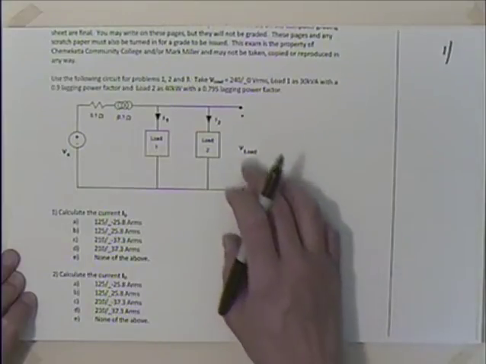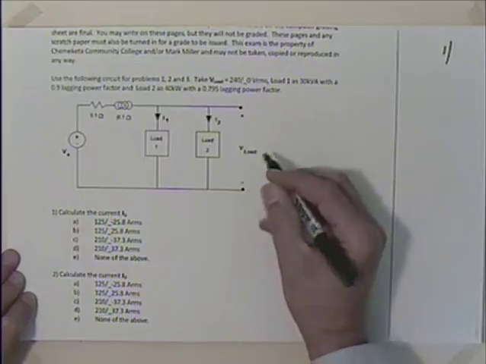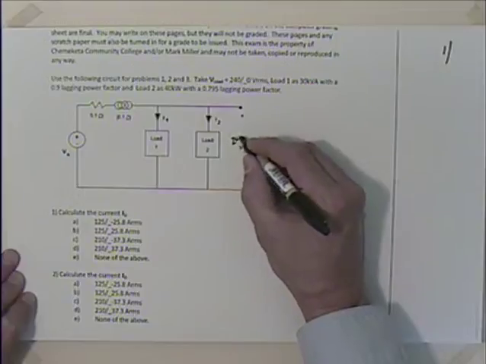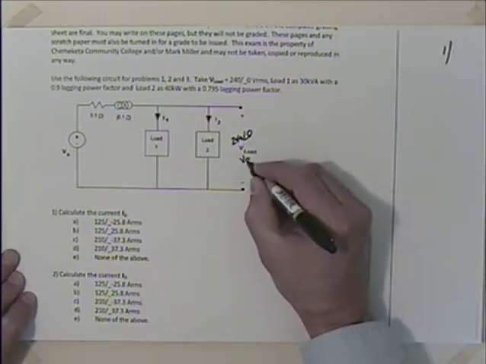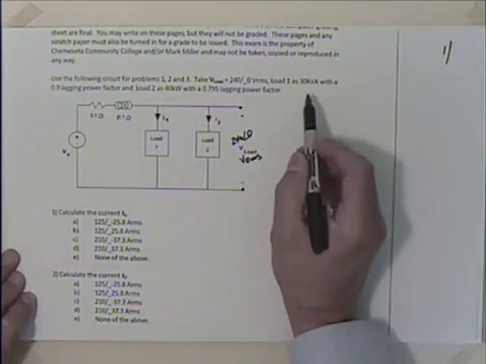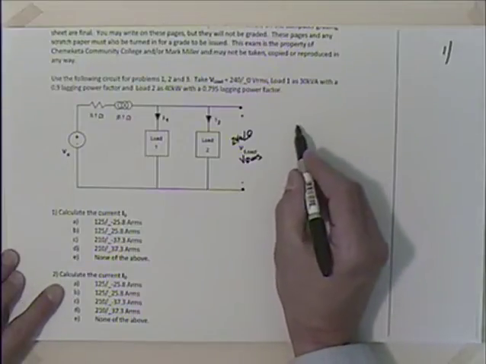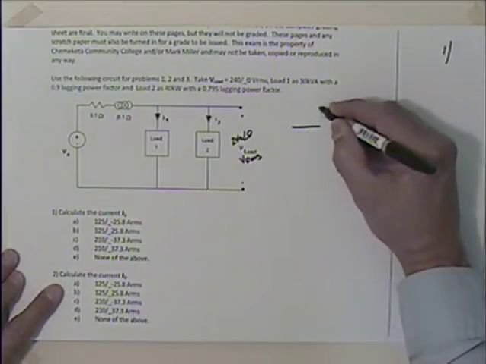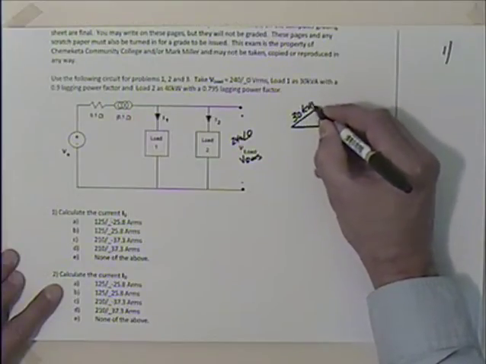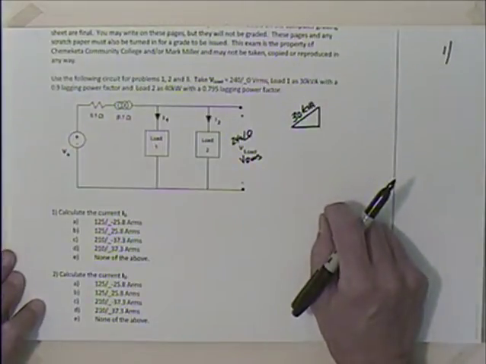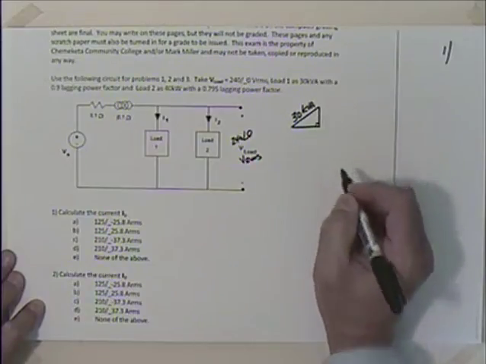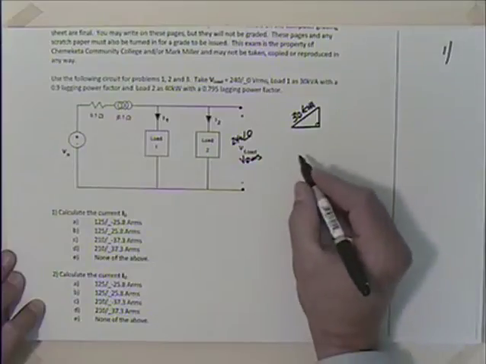We're told that the voltage across the load is 240 at 0 volts RMS. And we're told about load number 1 that it's 30 kilovolt amps. So immediately I recognize I'm given the hypotenuse of the power triangle, right? So I've got 30 kVA. If I was given watts, I'd be down here. If I was given VARs, I would be up there, the right triangle, with a 0.9 lagging power factor.